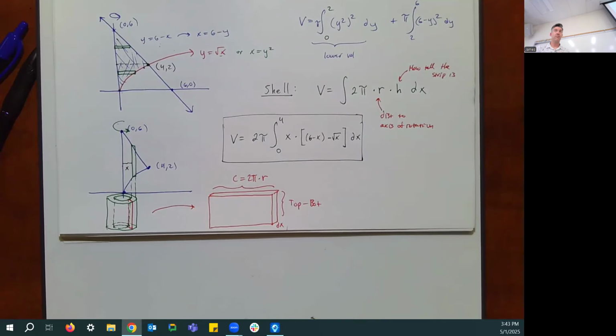Question, yeah. Well, does that mean like the axis of rotation will change as like we set it equal to 0?